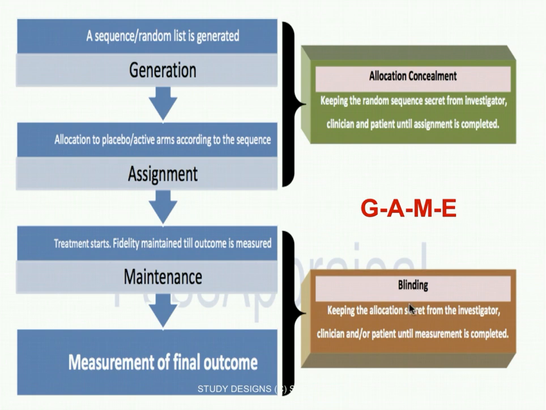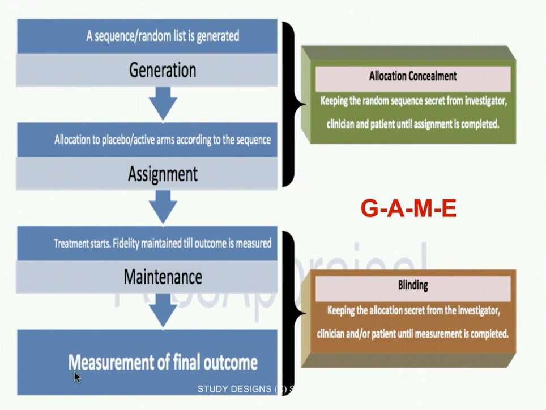Well, blinding stands for keeping the allocation secret from the investigator, or the patient or the clinician, until you measure the final outcome. Okay, so after assignment, after the patient starts taking the treatment, make sure that nobody knows what treatment the patient is on, whether he or she is on placebo or on active treatment. That fact should not be known to anybody at all involved in the trial. Okay, so if you manage to keep that secrecy, that's called blinding. And how long do you keep that secret? Until you measure the final outcome.